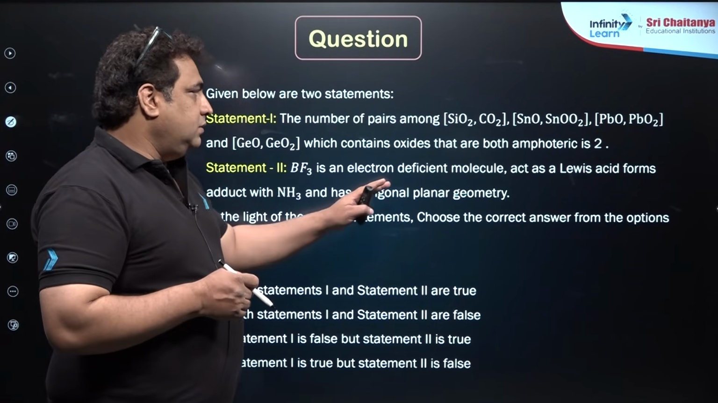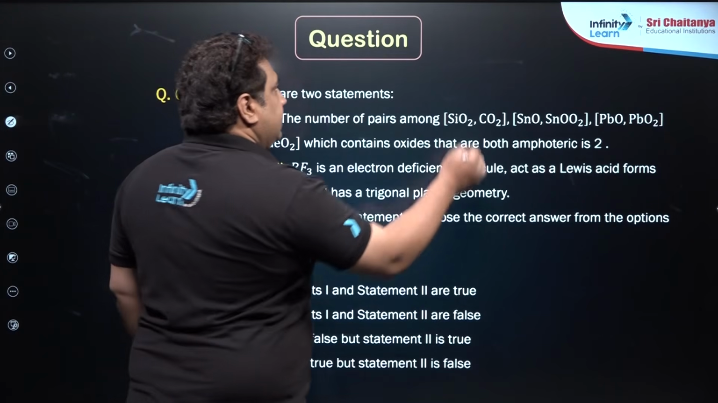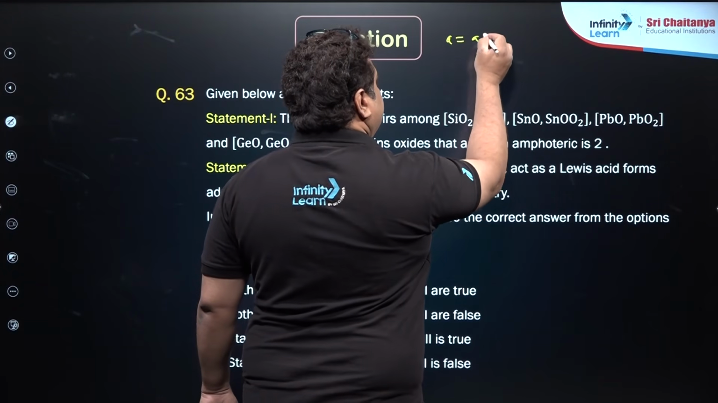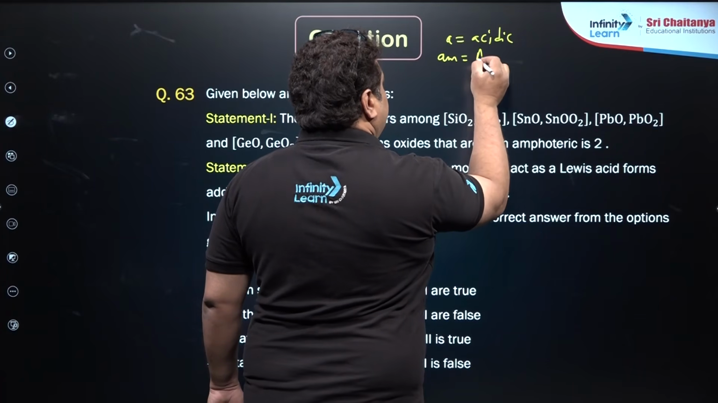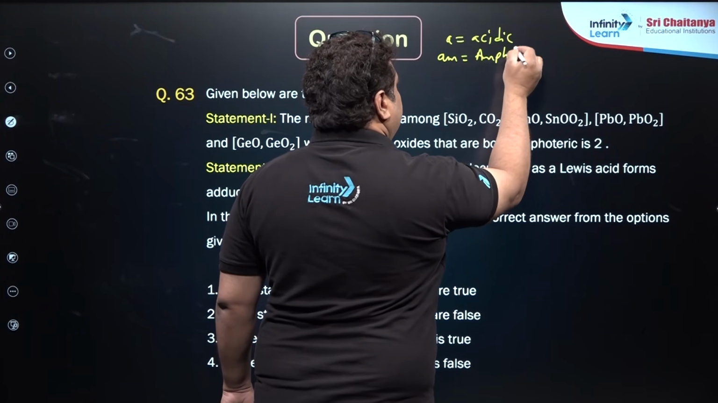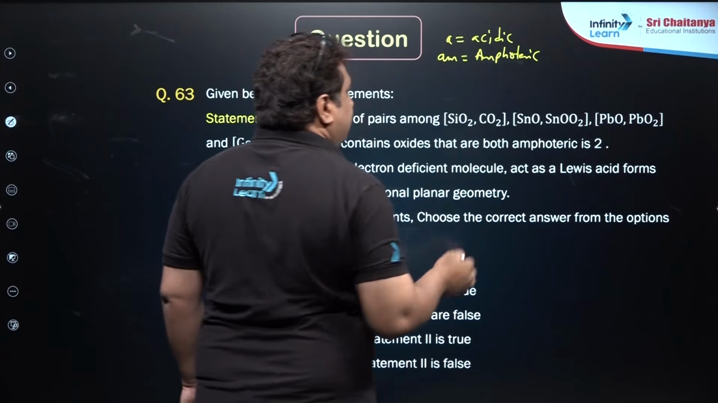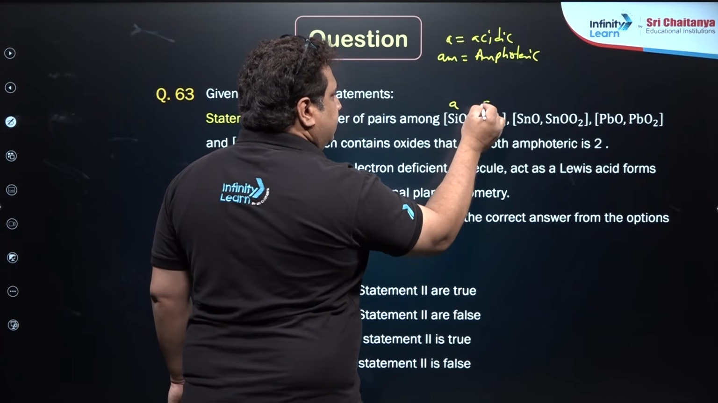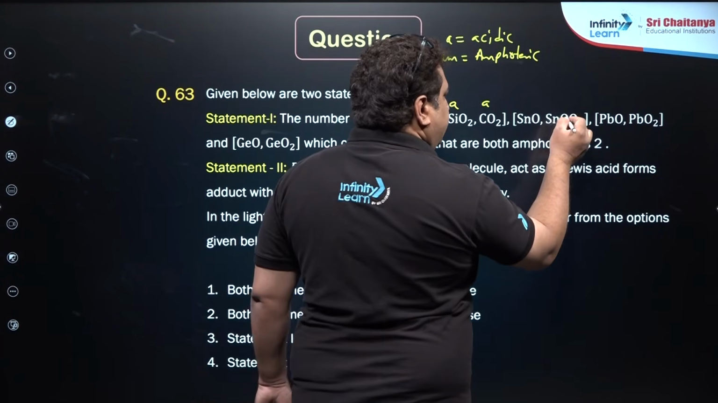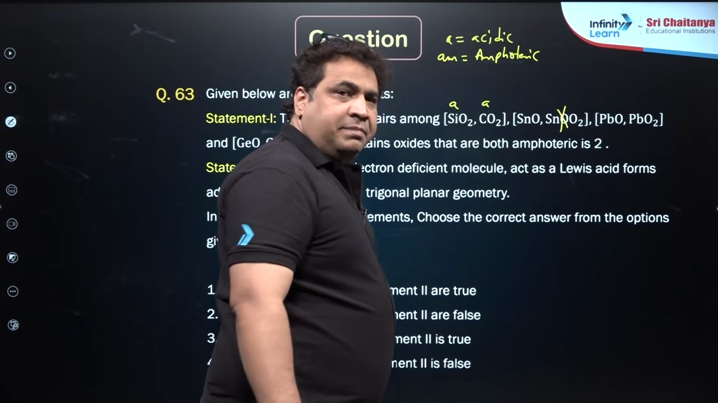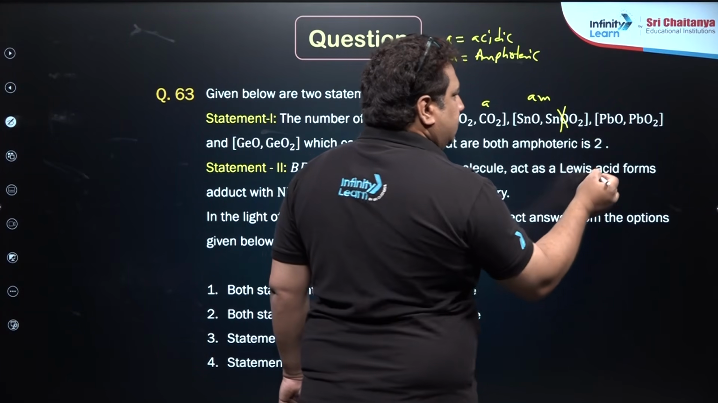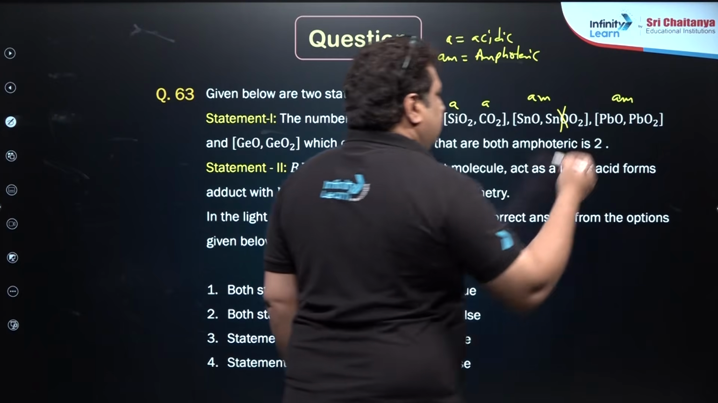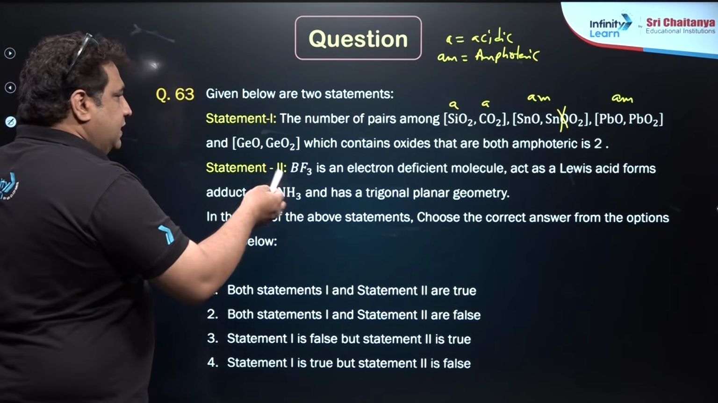Next, the number of pairs among the given which contain oxides that are both amphoteric. So, see, I will use A for acidic, Am for amphoteric. Everybody should see this is acidic, this is acidic. Here one oxygen is extra, typing mistake, it's okay. So, here both are amphoteric, here also both are amphoteric. These are basic in nature.